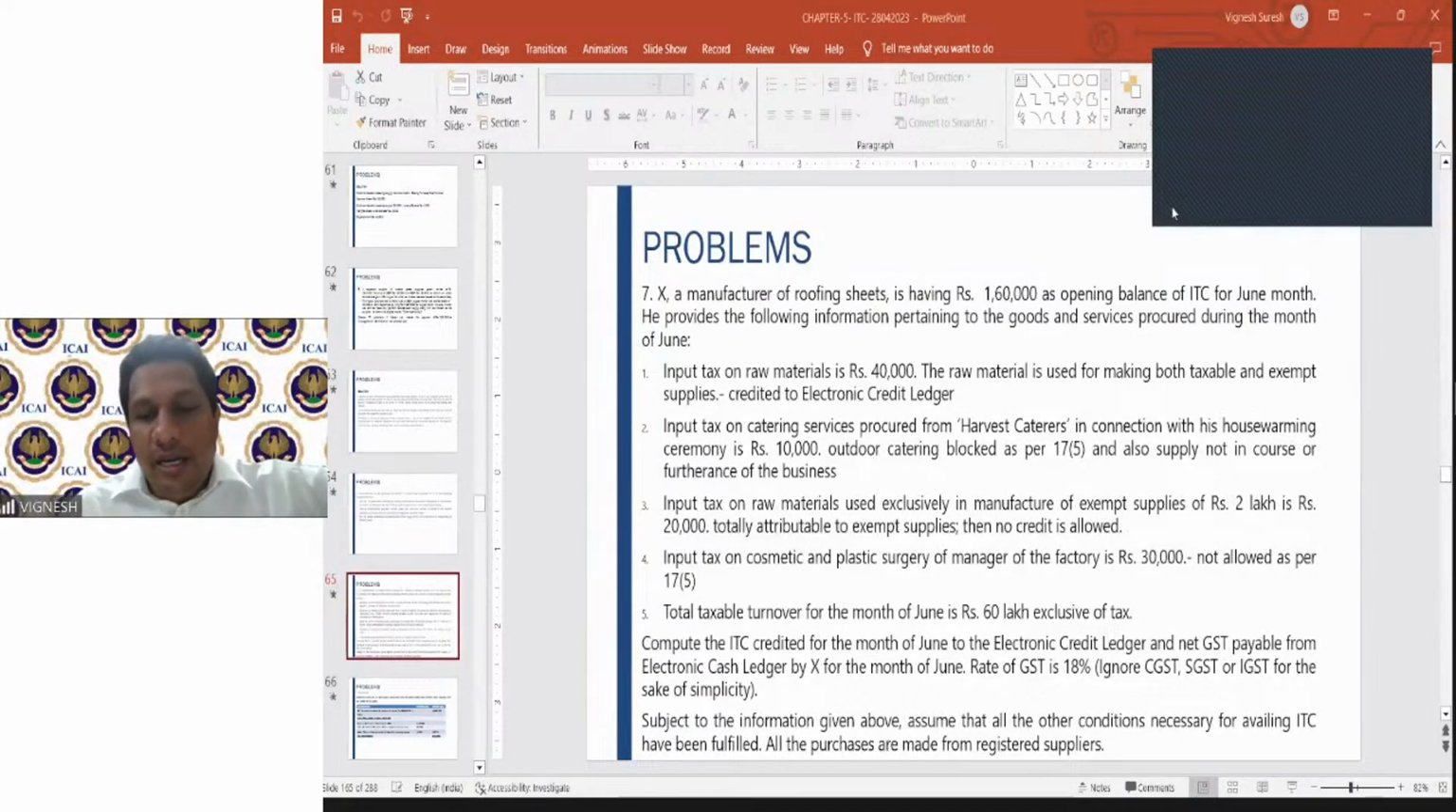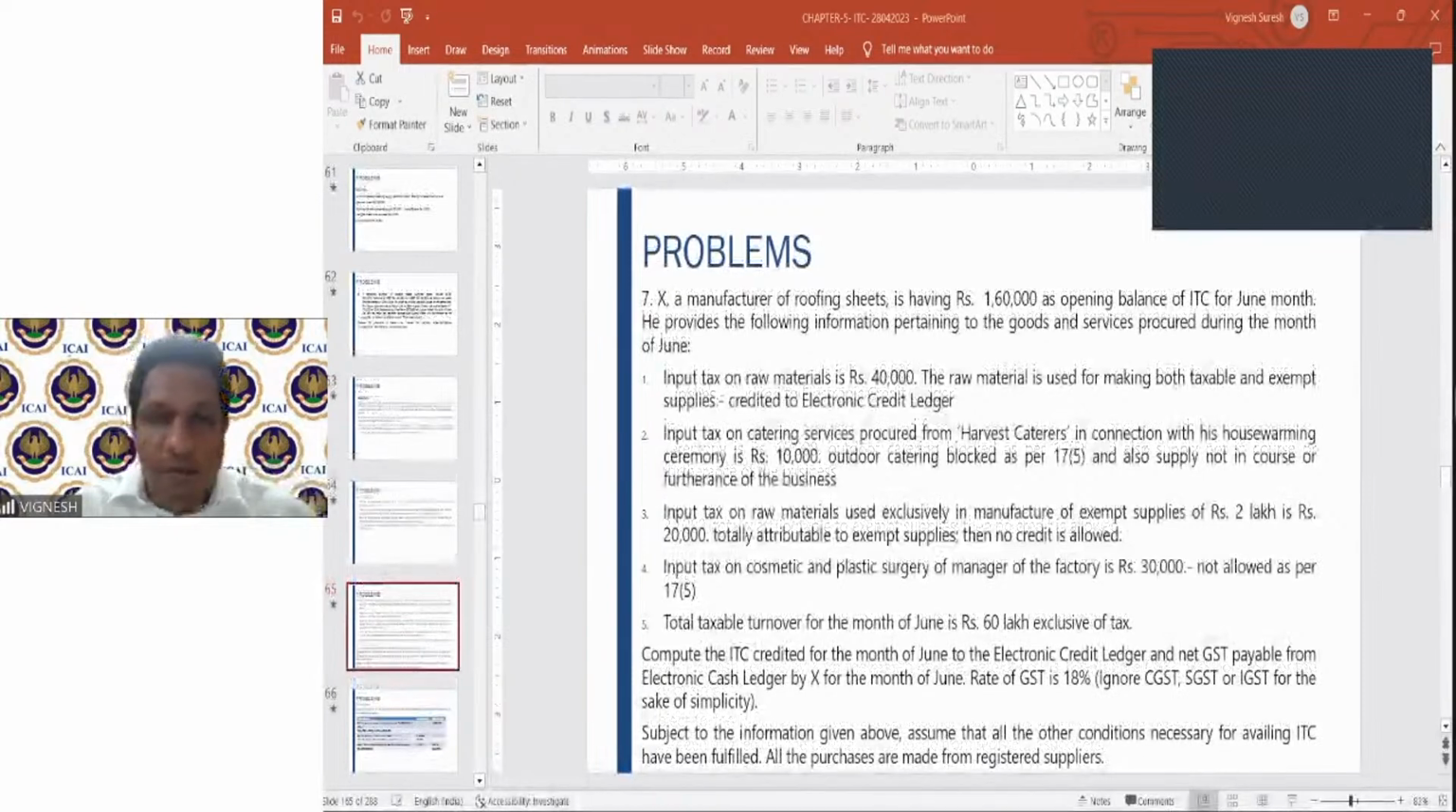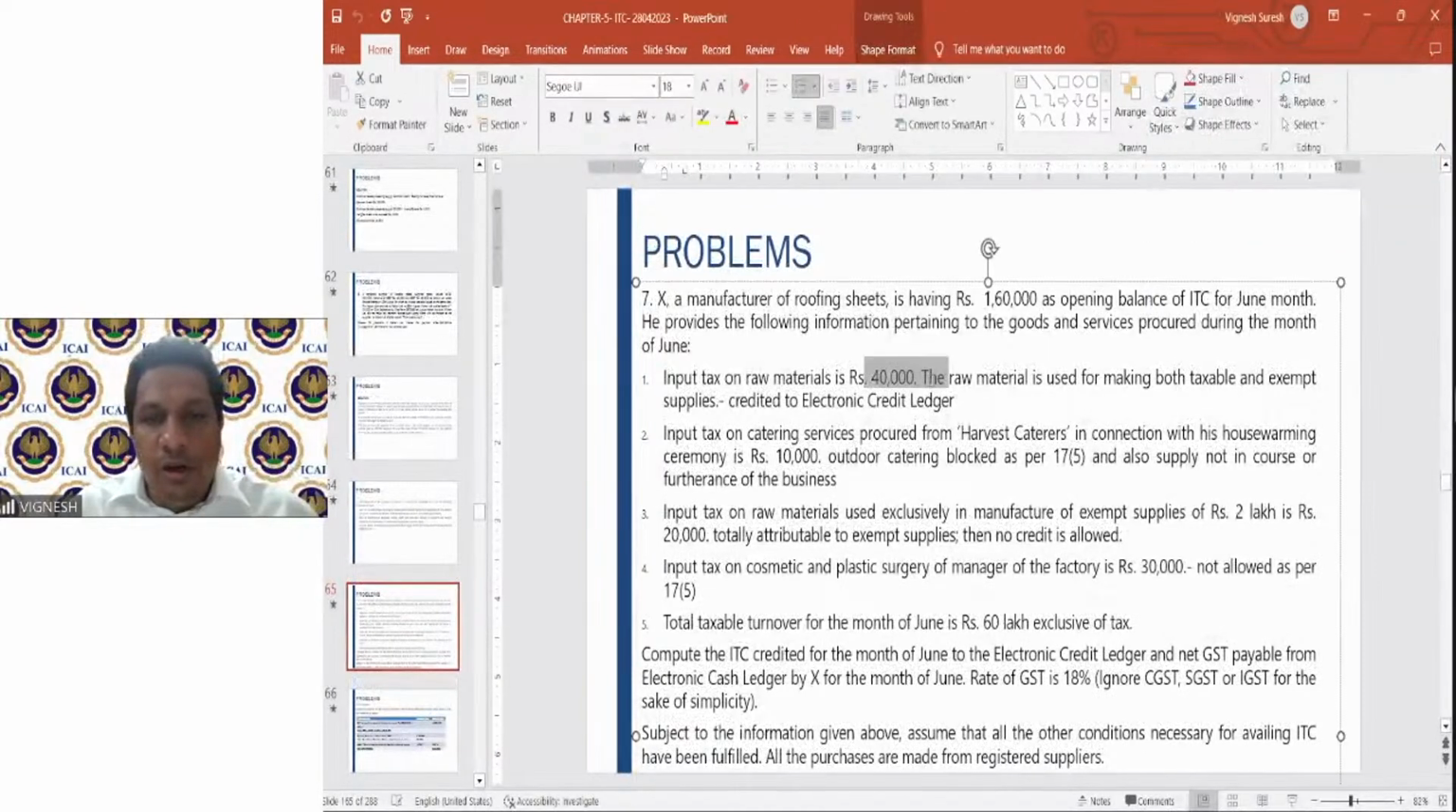So what all will be credited? Let us look at the items one by one. First one, 40,000 on raw materials. This is used for both taxable and exempt supply. So the common inputs which are used for both the taxable and exempt supply will be first credited to the electronic credit ledger. So that we have to take into consideration.